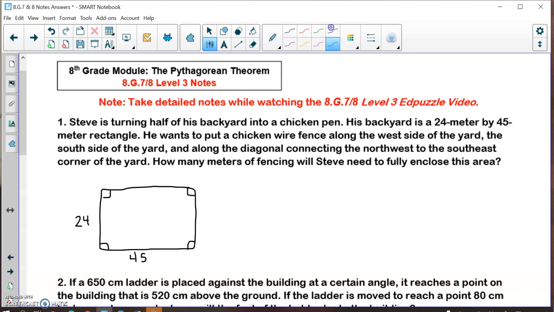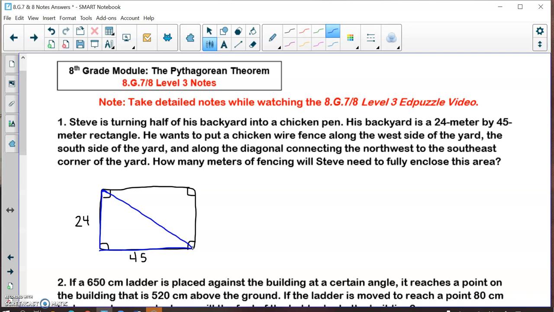He is going to put chicken wire fence along the west side of the yard, which is this side, and the south side of the yard, which is this side, and along the diagonal connecting the northwest to the southeast part, which is this here. So this blue outline created a blue right triangle here, and we want to figure out how many meters of fence Steve will need to fully enclose this area.